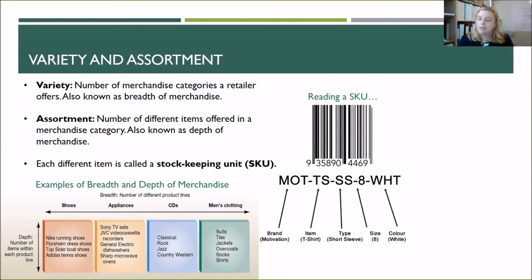So you can see at the bottom of the slide there's a graphic that helps guide you through what that looks like and means in a retail setting. And you'll have access to the PowerPoint again after class. And so if you want to look at this more closely to get a better understanding, please feel free. Notice how breadth is including shoes, appliances, CDs, men's clothing. And then under men's clothing, for example, there's suits, ties, jackets, overcoats, socks, and shirts. And then the last term here is your stock keeping unit. So each different item of merchandise is called a stock keeping unit.